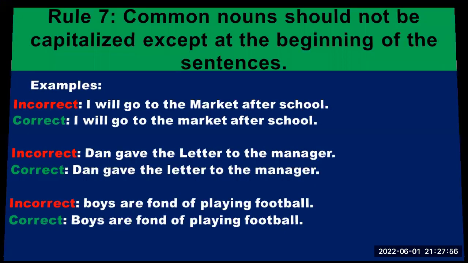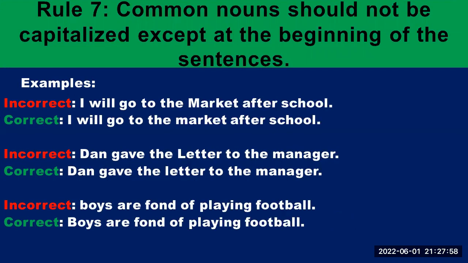Now, rule number 7: common nouns should not be capitalized except at the beginning of a sentence. Common nouns are the general names given to persons or things, a type of person or a type of thing given a general name. Now, let's look at the examples.